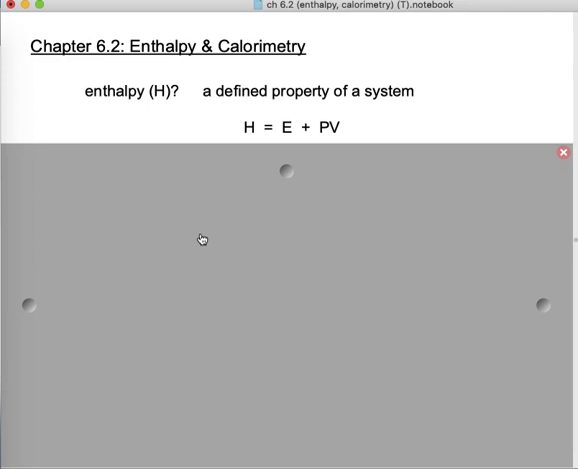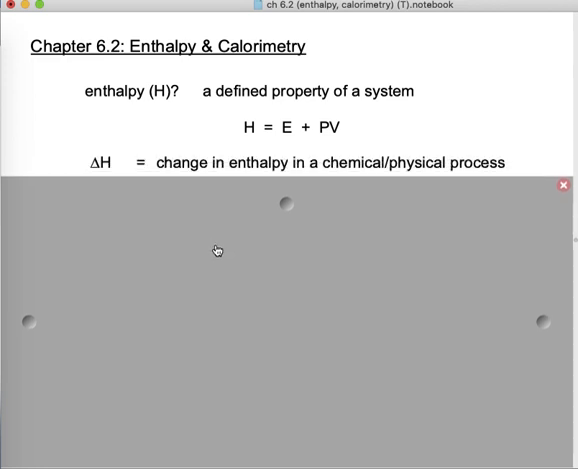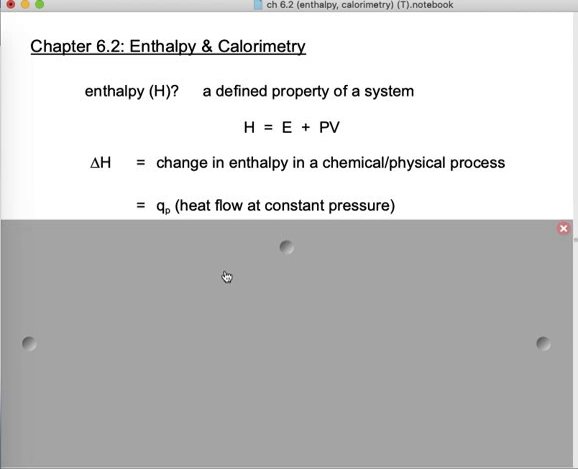I don't really know, and it doesn't really matter because we never talk about the absolute enthalpy of a system. What we talk about is an enthalpy change in a chemical or physical process. Delta H, the final enthalpy minus the initial enthalpy. That's the only enthalpy you're ever going to use. It is essentially Q sub P, which means the heat flow at constant pressure.